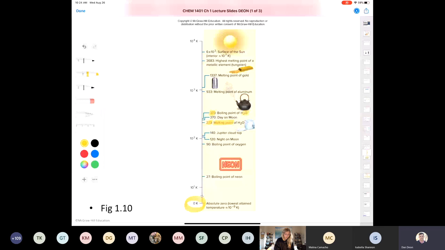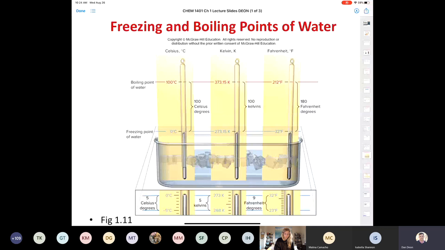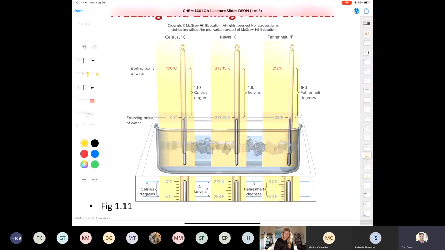All right, so freezing and boiling points of water. This is just to give you some perspective on the temperature scales. We've got the Celsius, the Kelvin, and the Fahrenheit. So 0 degrees Celsius is the freezing point of water. I told you that 273 Kelvin is the freezing point of water. Sometimes we use 273.15, so we add those two digits in the end, in the tenths and hundredths place. I like to add those in to have more significant figures.